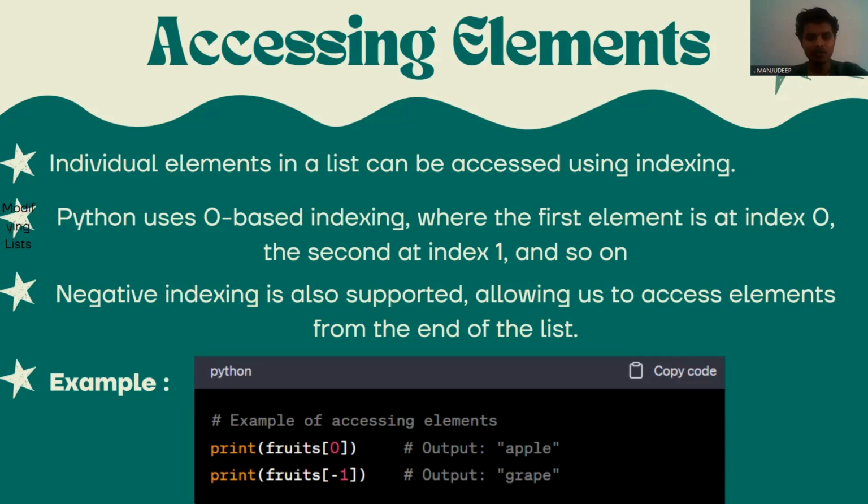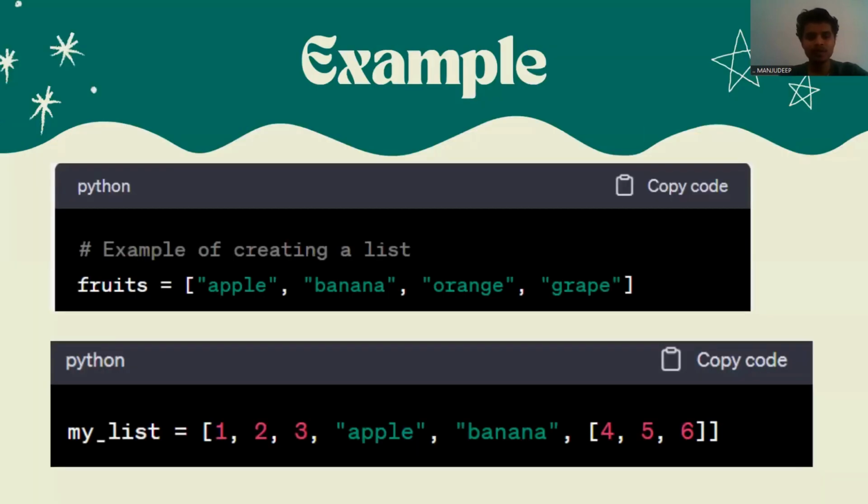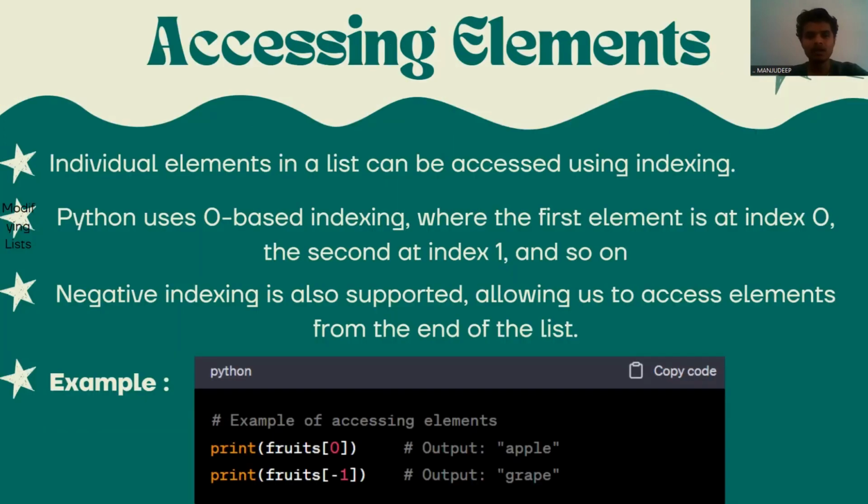Print fruits in square brackets -1. The output of this will be grapes, as negative indexing starts from -1 at the back of the list. This is how we can access elements of the list.